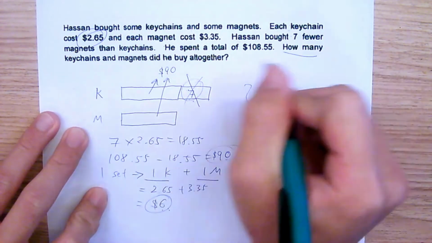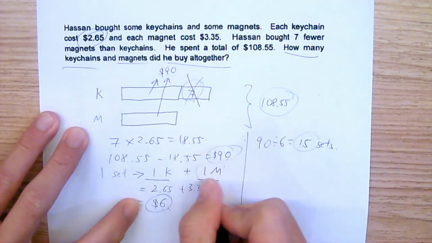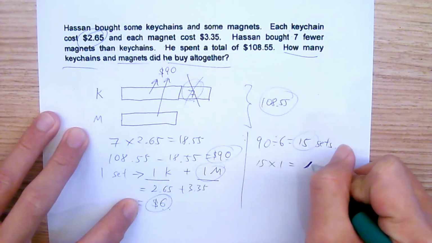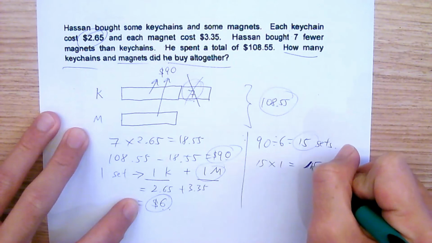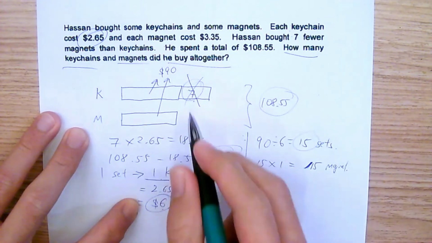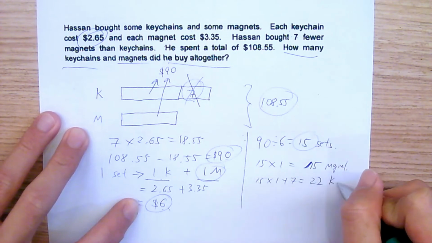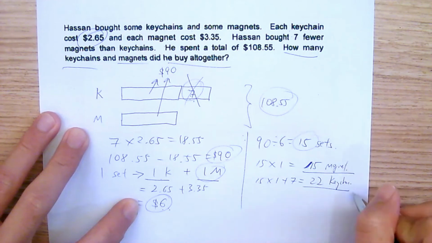So they're asking how many keychains and magnets he bought altogether. So 15 multiplied by 1 magnet gives you 15 magnets. How about keychains? For keychains, it will be 15 multiplied by 1, plus 7. So 15 multiplied by 1 plus 7 will give me 22 keychains. So this is the final answer: 15 magnets and 22 keychains.